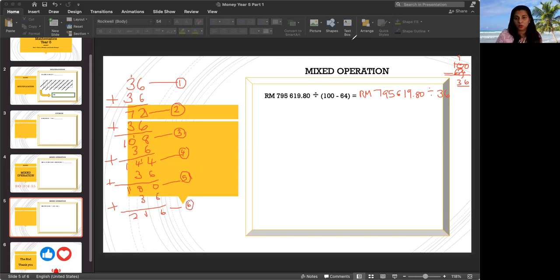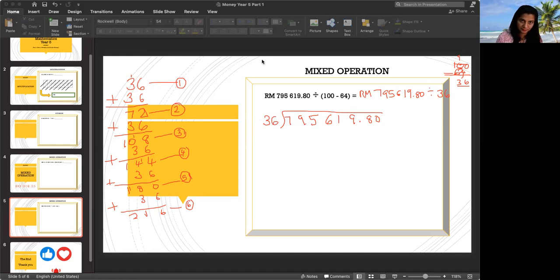Maybe we can try solving this now. Okay, so let's try and see. 795,619 divided by 36, this is how you write your division, and here we have times table 36. This is how you write out your question in standard written method.